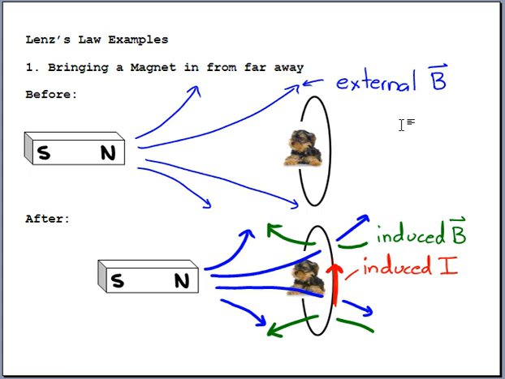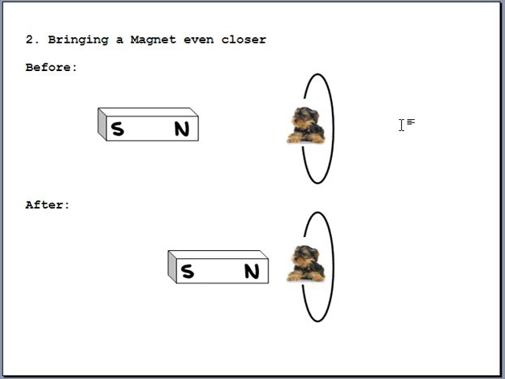So we'll typically draw the green arrows before we draw the red ones, even though it actually happens in the other order. Okay, example 2.